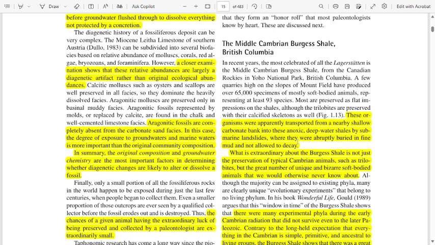A few quarries high on the slopes of Mount Field have produced over 65,000 specimens of mostly soft-bodied animals, representing at least 93 species. Most are preserved as flat impressions on the shales, although the trilobites are preserved with their calcified skeletons as well. These organisms were apparently transported from a nearby shallow carbonate bank into these anoxic deep water muds by submarine landslides, where they were abruptly buried in fine mud and not allowed to decay.